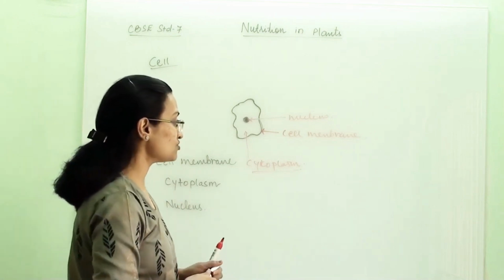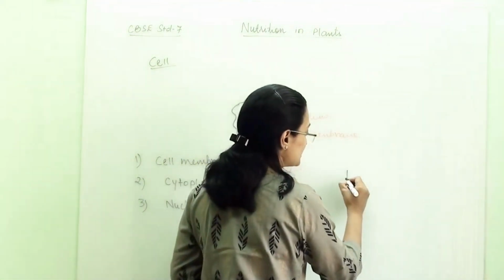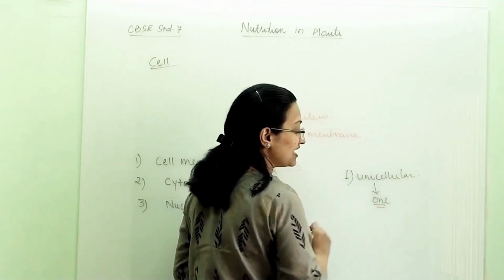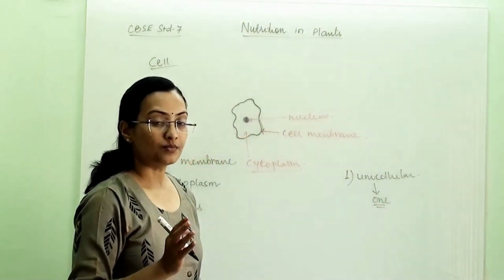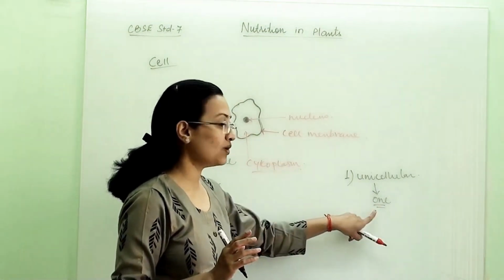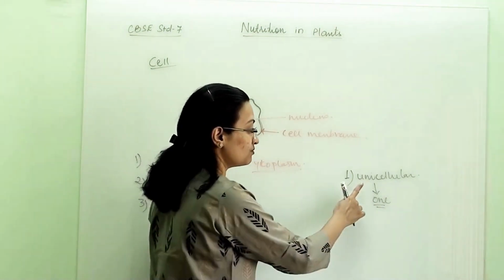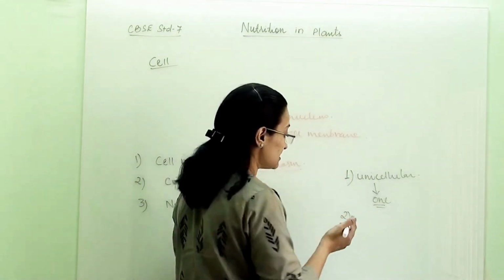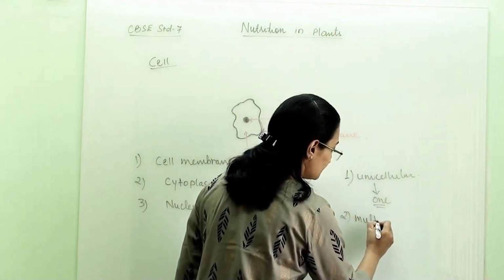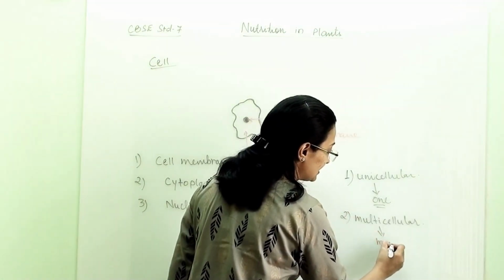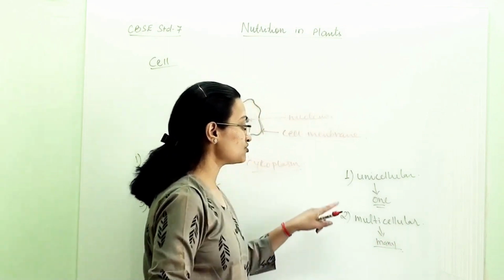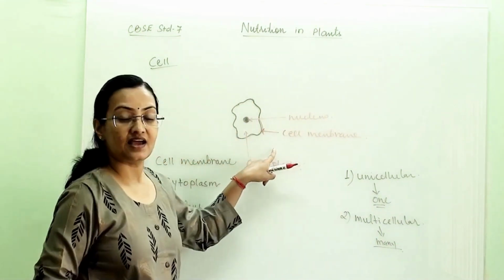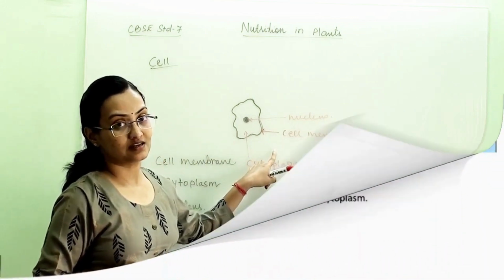Now there are two types of organisms. One is unicellular, those having only one cell in their body. For example, amoeba. Amoeba is an organism which has only one cell in its body. That's why they are termed as unicellular organisms. Second, like humans and animals, they are multicellular because they have many cells in their body. So there are two types of organisms based on the cell. So this is a cell and this is the structure of the cell.